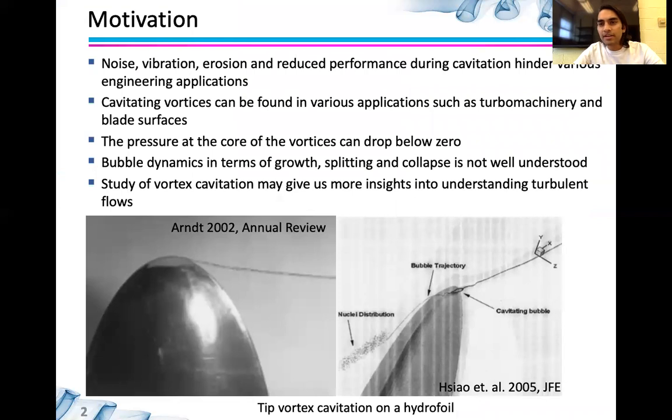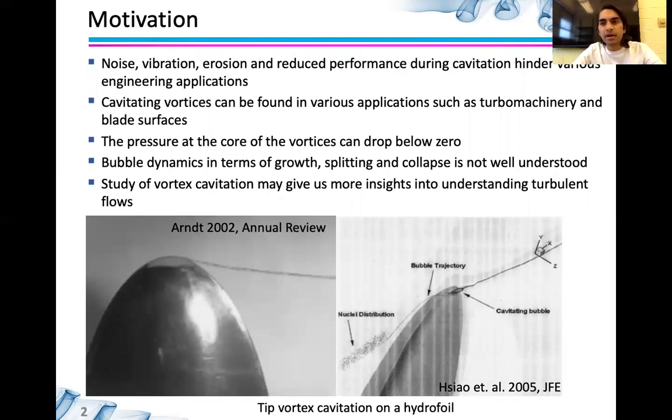Cavitation can hinder various engineering applications in the form of noise, vibration, erosion, and reduced performance. And that is why we need to understand every aspect of it from both dynamics and other parts. However, we are interested in tip vortex cavitation, which can be considered a canonical problem, which represents various other physical phenomena as well, and can be found in various applications such as turbomachinery and blade surfaces.